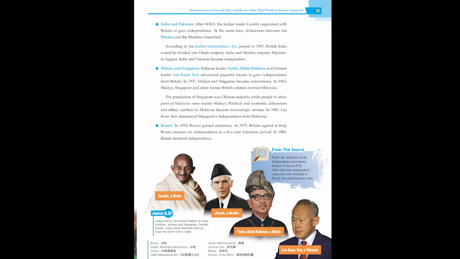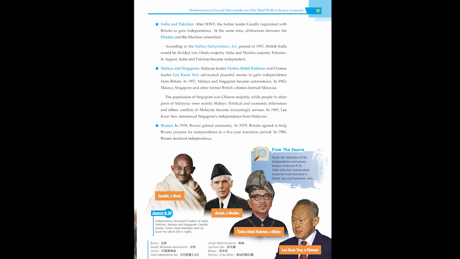Brunei. In 1959, Brunei gained autonomy. In 1979, Britain agreed to help Brunei prepare for independence in a 5-year transition period. In 1984, Brunei declared independence.